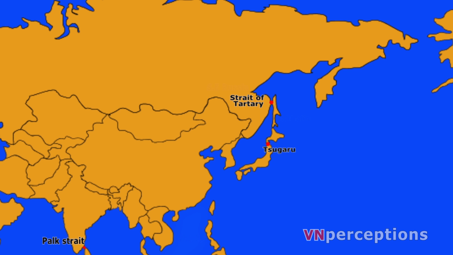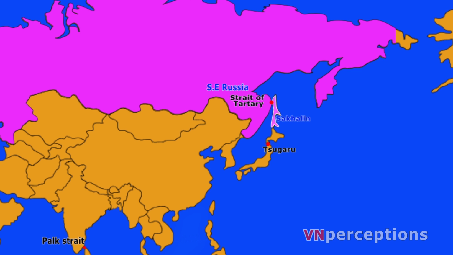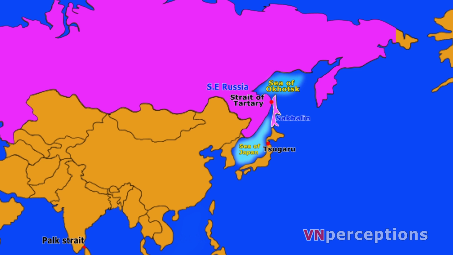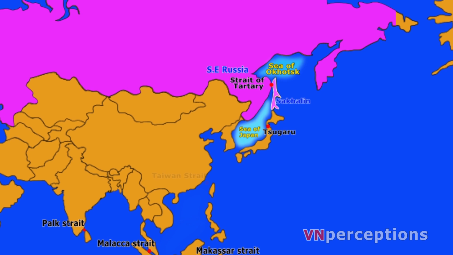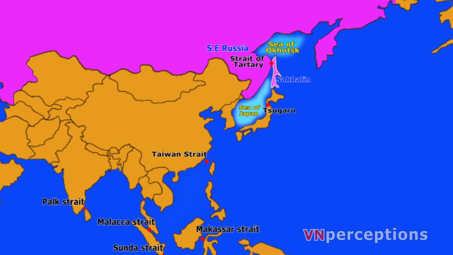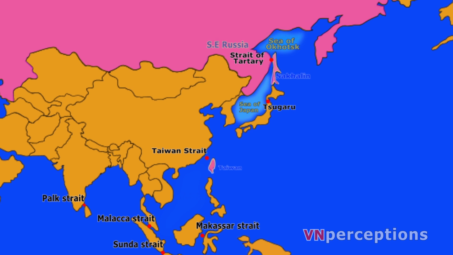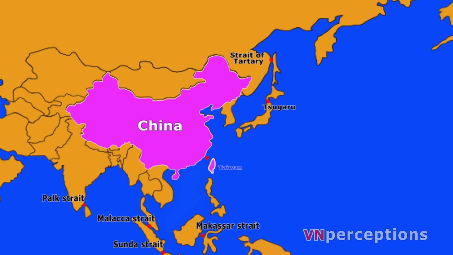It is a strait in the Pacific Ocean dividing the Russian island of Sakhalin from mainland Asia, that is southeast Russia, connecting the Sea of Okhotsk on the north with the Sea of Japan on the south. Next one, the Taiwan Strait or the Formosa Strait. It separates the island of Taiwan, that is the Republic of China, from mainland China, that is the People's Republic of China. The strait is part of the South China Sea and connects to the East China Sea to the north.